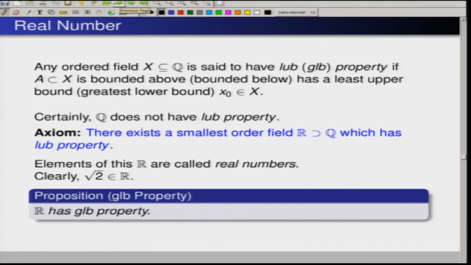And one can show that R, once it has a least upper bound property, automatically is going to have the greatest lower bound property.